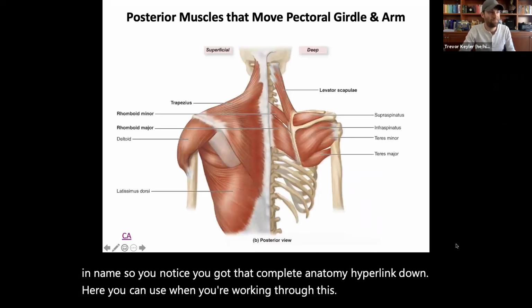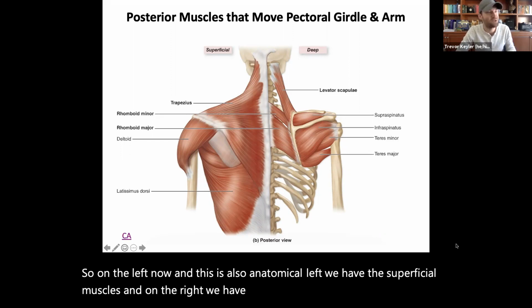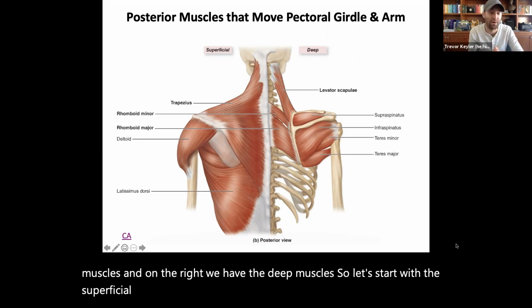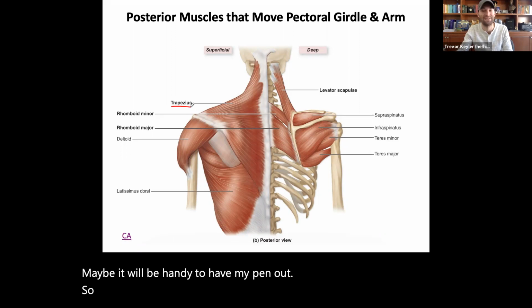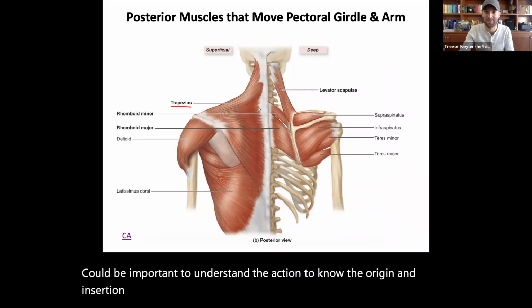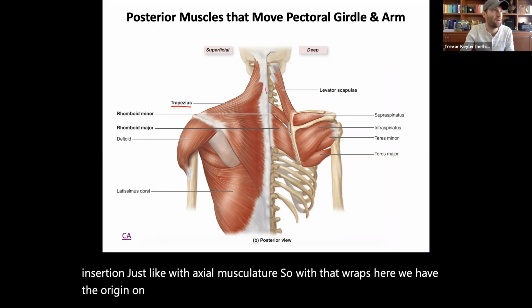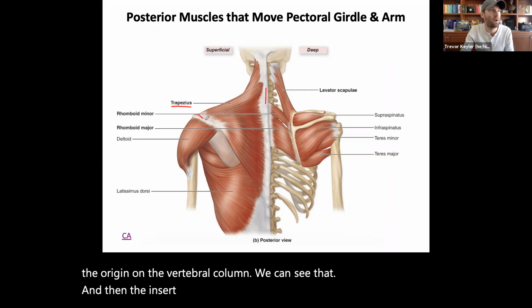So notice you got that Complete Anatomy hyperlink down here you can use when you're working through this. So on the left now, and this is also anatomical left, we have the superficial muscles, and on the right, we have the deep muscles. So let's start with the superficial ones with one you might have heard of, the traps. Maybe it will be handy to have my pen out. Okay. So the traps, or the trapezius. It's going to be important to understand the action to know the origin and the insertion, just like with axial musculature. So with the traps here, we have the origin on the vertebral column. Okay, we can see that. And then the insertion upon the scapula out here.